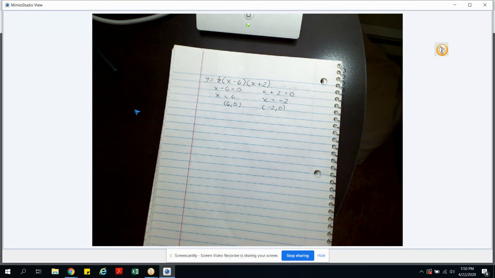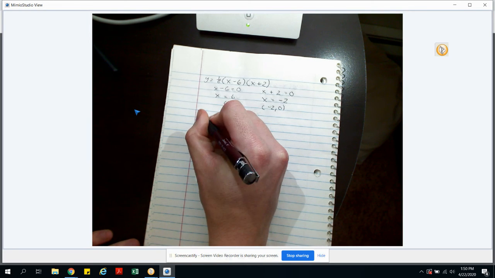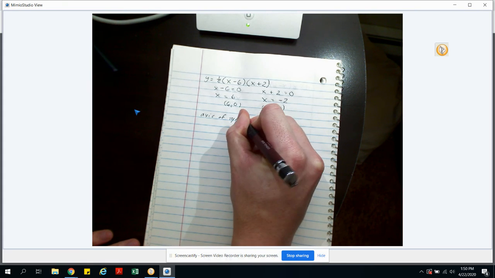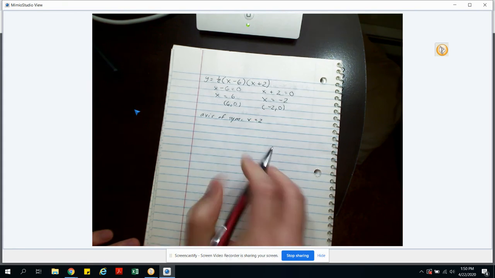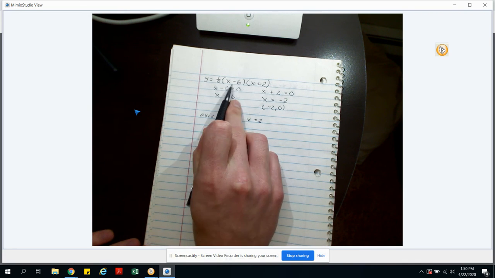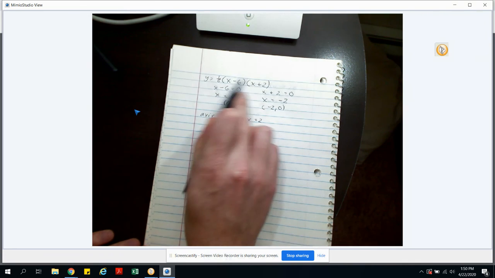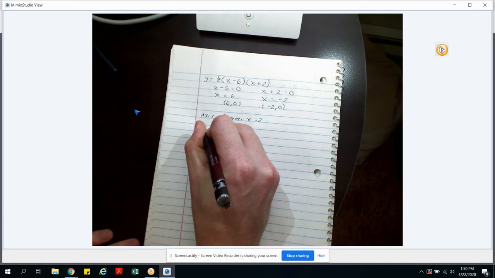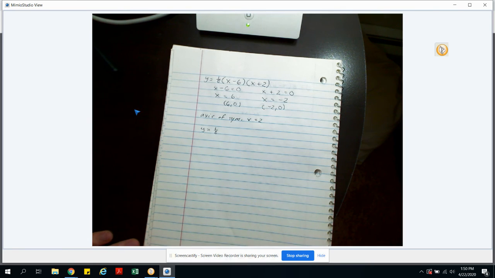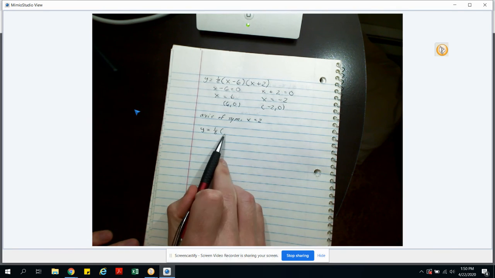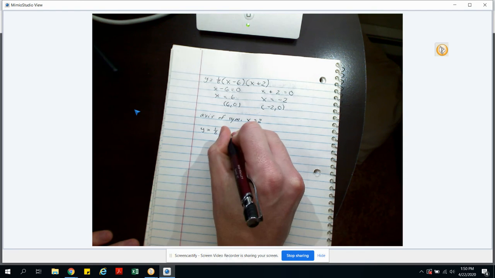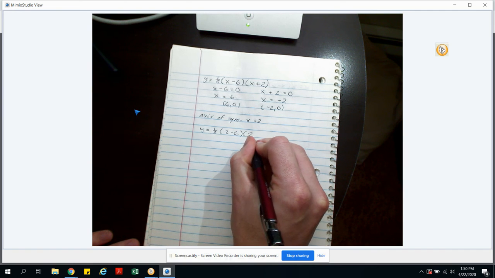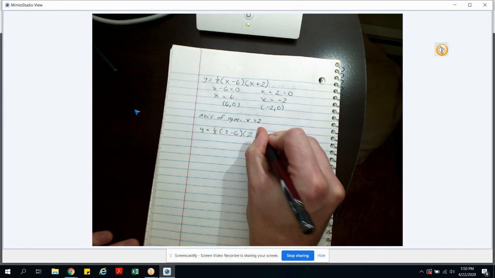to the document camera. So I know that my axis of symmetry is x equals 2. So let's take this 2, substitute it for x. That's going to tell me the y value that I want for my vertex. So y equals 1/8 times (x, which we said is 2, minus 6) times (x, which we said is 2, plus 2).